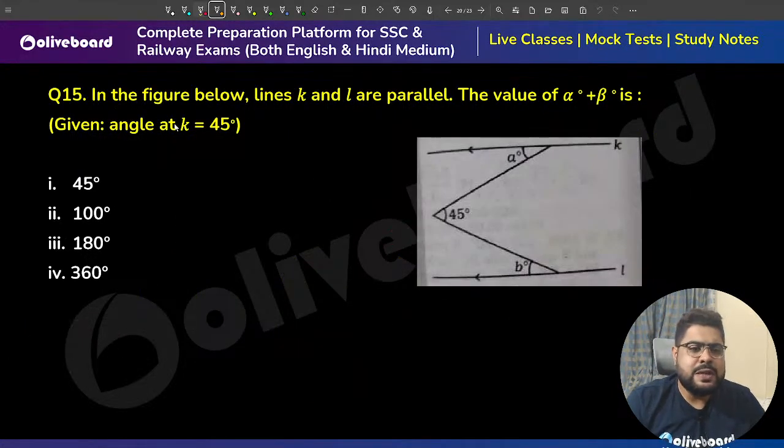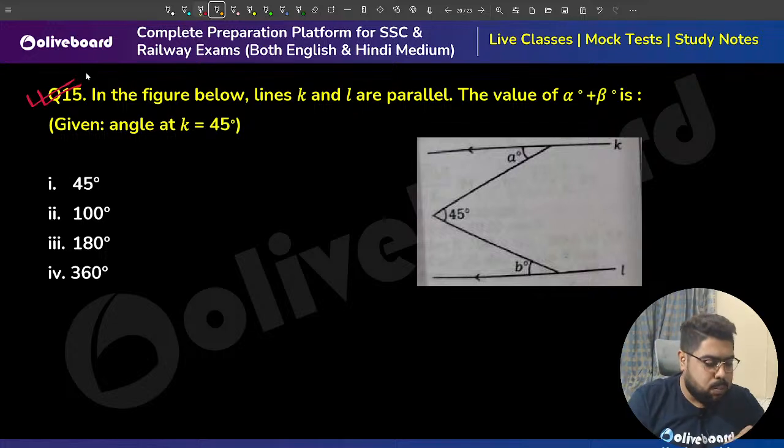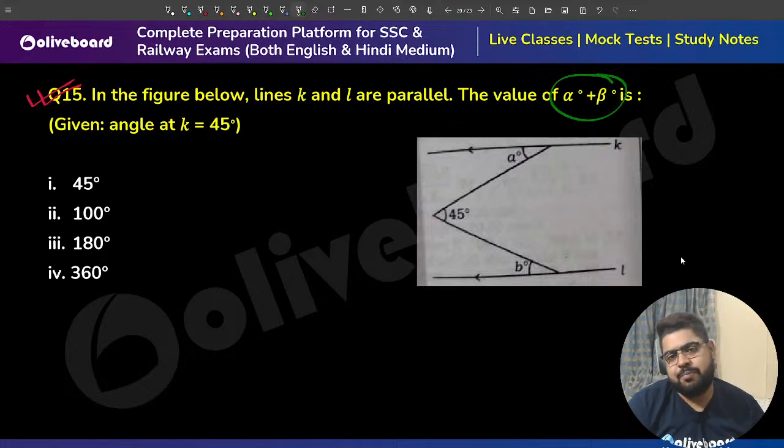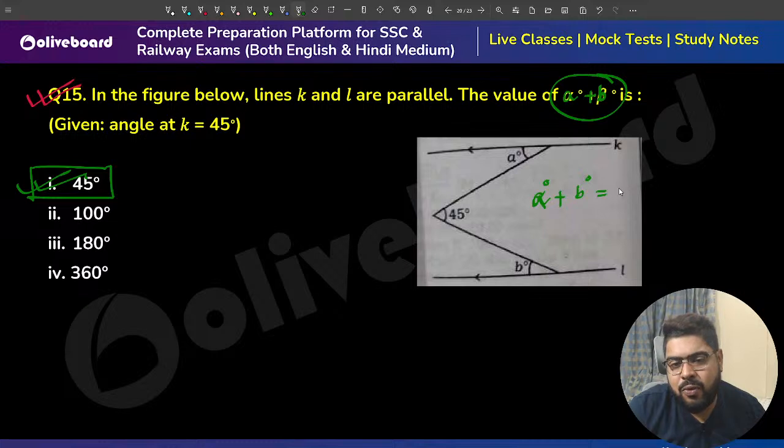Now, last question of the day, then I'll give you a homework. Last question of the day. I'm giving you the answer. If they're asking alpha plus beta, if you have got this angle, the answer is always the same. Remember, this is not A plus B actually. A plus B will always be equal to this angle.